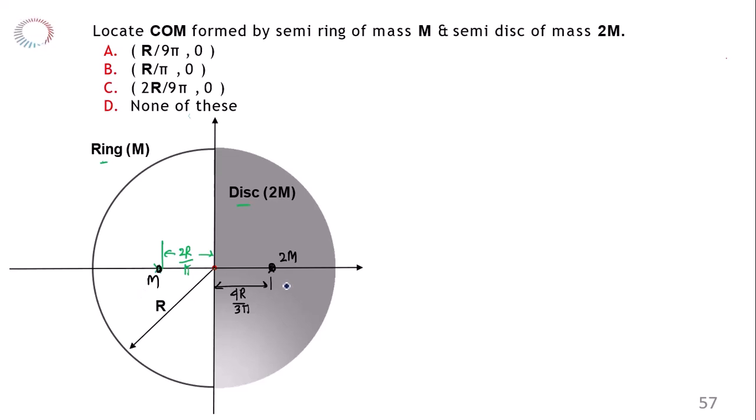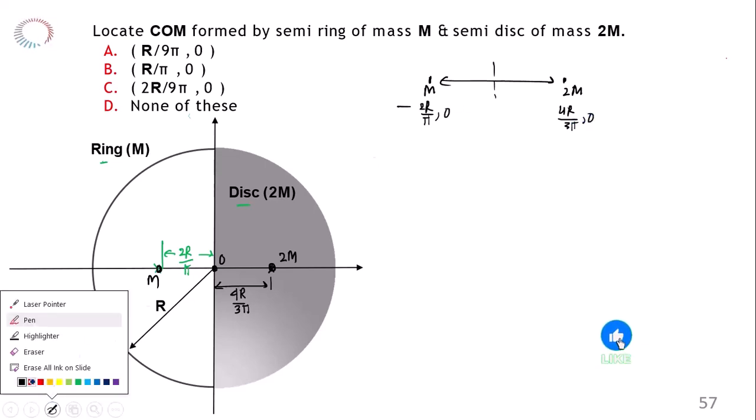You are asked to calculate the center of mass based on the coordinate point O. The origin is this, so based on point O you have to answer the coordinate of the corresponding center of mass. So there are 2 point particles, m and 2m, with a separation between them. You give the coordinates: this coordinate is minus 2r by pi, comma 0, and this coordinate is 4r by 3 pi, comma 0. Once I write the coordinates, based on this origin, I can directly get the answer.